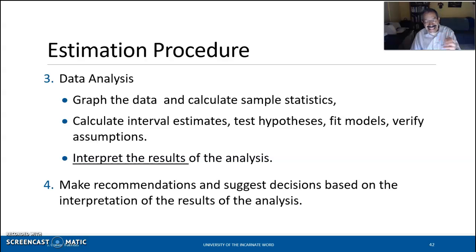Once you have that data, you graph the data and calculate sample statistics, as we learned in chapters 2 and 3. Then you start calculating different estimates of the parameters, like interval estimates, or you test hypotheses, as we're going to learn in chapter 9, or you fit a model, like a regression model that we're going to learn in chapter 13. And then you verify the assumptions behind this, so that's part of the analysis.